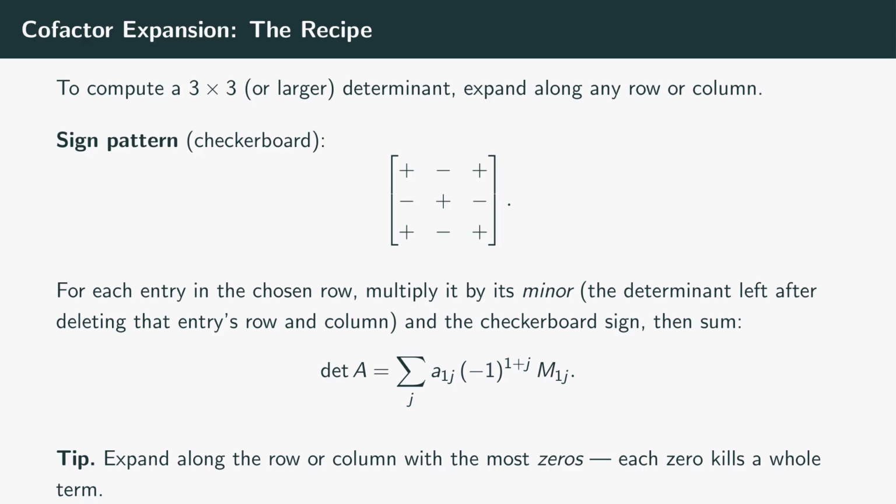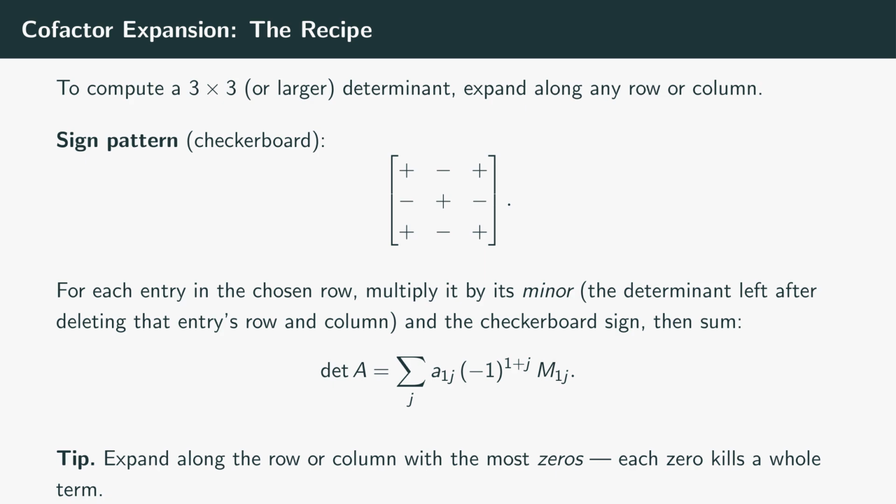Before we compute a 3x3, here is the recipe in general. To evaluate a determinant of size 3 or larger, you expand along any single row or column. First lay down the checkerboard of signs, plus in the top left corner, then alternating plus and minus across and down. For each entry in your chosen row, you form 3 things: the entry itself, its checkerboard sign, and its minor. The smaller determinant you get by crossing out that entry's whole row and column. Multiply those together for each entry and add the results. That sum is the determinant.